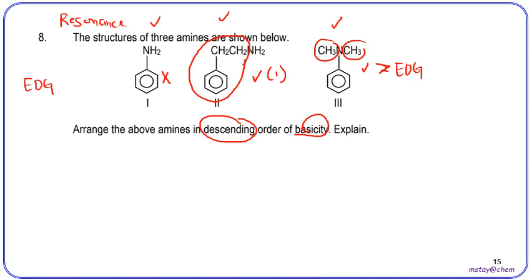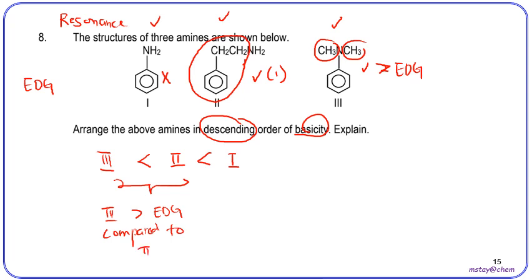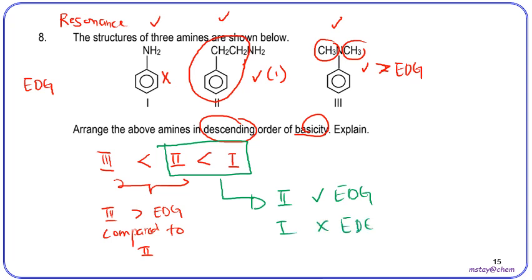EDG will increase the basicity, so that's why the arrangement is 3, followed by 2, and then the least basic will be 1. So for 3 and 2, the difference is that 3 has more EDG compared to 2. While for the pair between 2 and 1, it is because 2 consists of EDG, while 1 does not show any EDG. Okay, so I think that's all for this video. We already covered all about the basicity of the amines.